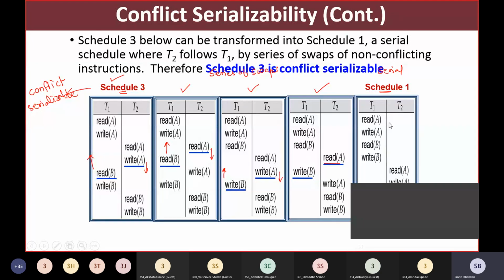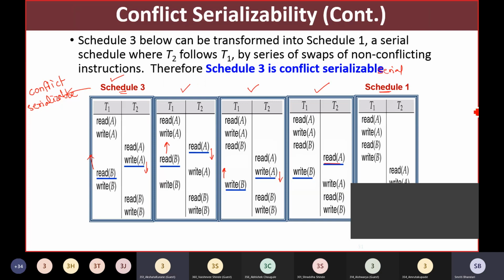So, the same thing we have written here. Schedule 3 can be transformed into schedule 1, which is a serial schedule where we are executing T1 first and then T2. And we have come up with this schedule 1 by a series of swaps of non-conflicting instructions. So if this is the case, then we say that this schedule 3 is conflict serializable.